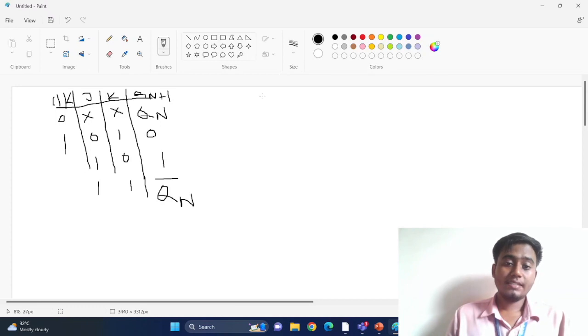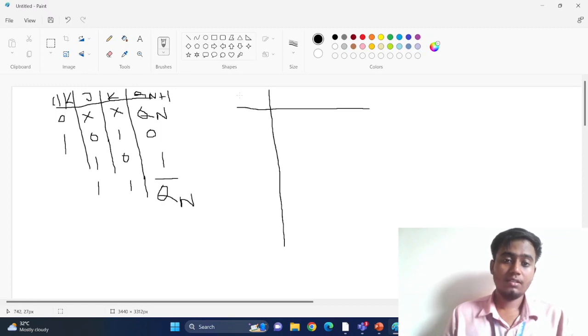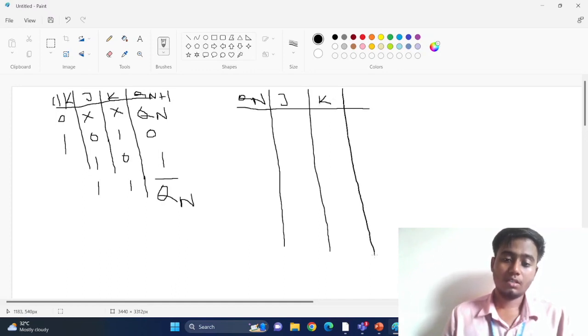Now let's see what the characteristic table of the JK flip-flop is. So here is Qn, here J, now K, and what is our next state? It is Qn plus 1. This is our next state.